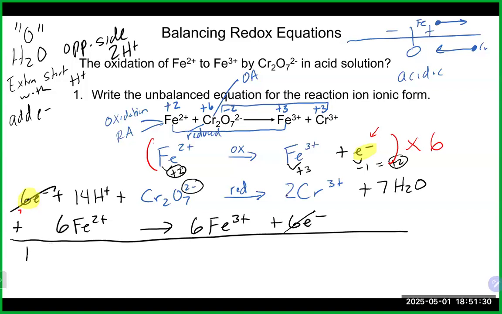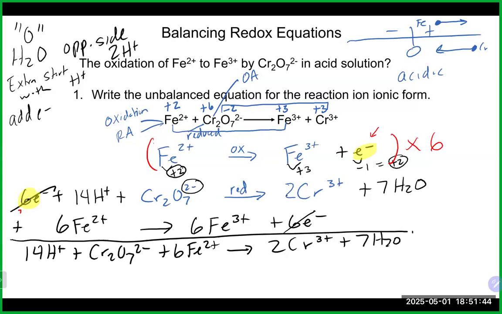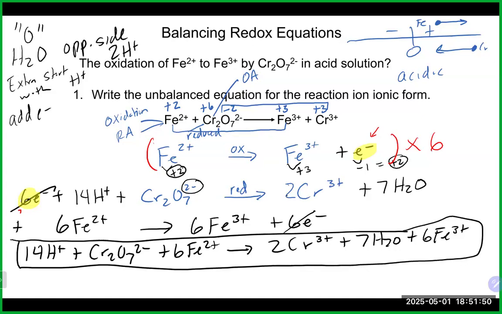They should completely cancel out. Everybody on the left stays there. So 14 H+ plus Cr2O7 2- plus 6 Fe2+. Everybody on the right stays there. 2 Cr3+ plus 7 H2O plus 6 Fe3+. If I did this correctly, this should be balanced in acidic conditions.